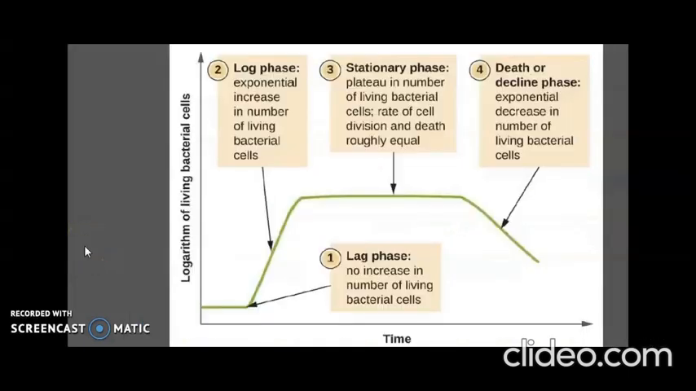So let's once again sum up the phases of the bacterial growth curve. The first one is the lag phase. Here you can see there is no increase in the number of living bacterial cells. Then the logarithmic phase, or the exponential phase. Here there is an exponentially increasing number of living bacterial cells. Then it is followed by the stationary phase. In this, there is a plateauing number of living bacterial cells, and the rates of cell division and death are roughly equal. And it is followed by the death or decline phase. In this phase, there is an exponential decrease in the number of living bacterial cells.